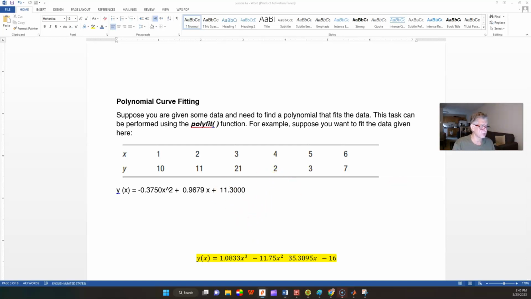Let me now show you how to write the program. Of course, the first thing you have to enter into MATLAB is x and y. How many elements do you have? We have 1, 2, 3, 4, 5, 6. All right. So we'll go to MATLAB.